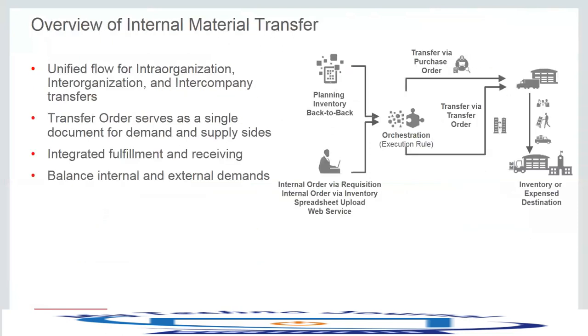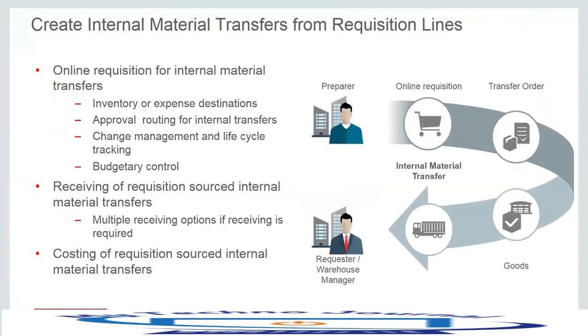This diagram basically depicts the internal material transfer, which includes rule-based execution of transfers, end-to-end visibility, transfer pricing, transfer returns, transfer of consigned, and transfer to expense destinations, etc. This diagram depicts how internal material transfers are created from requisition lines, and internal material transfer originates in self-service procurement when a user manually creates the requisition lines for items going to either an expense or an inventory destination.